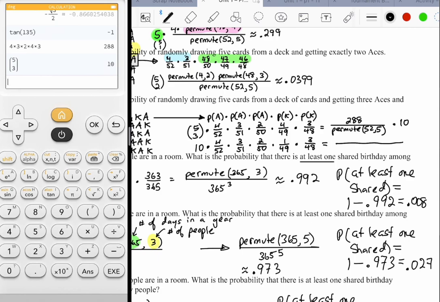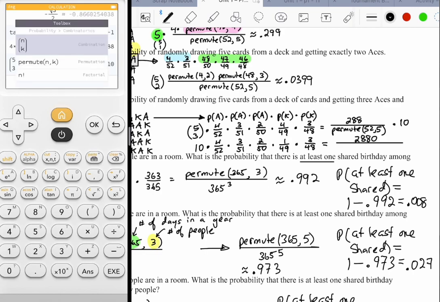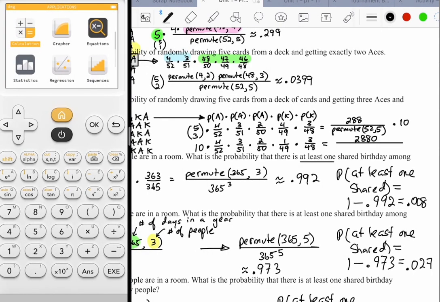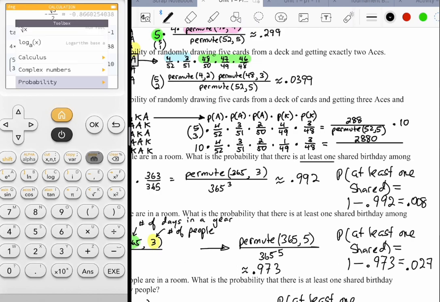So 288 multiplied by 10 is going to be 2880. And on the bottom, I just need to permute 52 and 5. So it's in the same menu. And again, just to refresh your memories, toolbox is right here, right next to the clear button. So in the calculate menu, hit the toolbox, you go to probability.